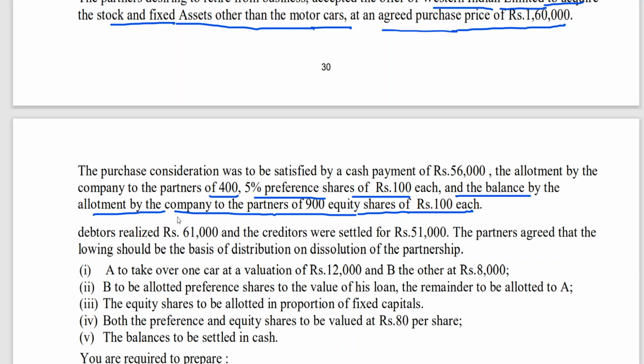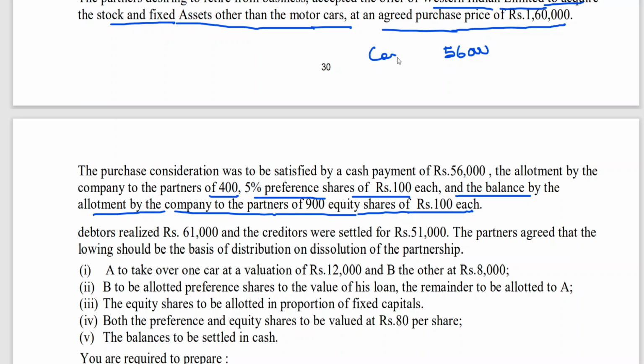Okay, so we are discussing this. It is not conversion; the firm has been dissolved and sold to a company. Now the purchase consideration given in the problem is 1,60,000. The purchase consideration is satisfied by cash payment of 56,000, allotment by the company to the partners of 400 5% preference shares of 100 each, and the balance by allotment of 900 equity shares of 100 each. Now, sir, let us cross check whether the purchase consideration is equal to 1,60,000 or not.